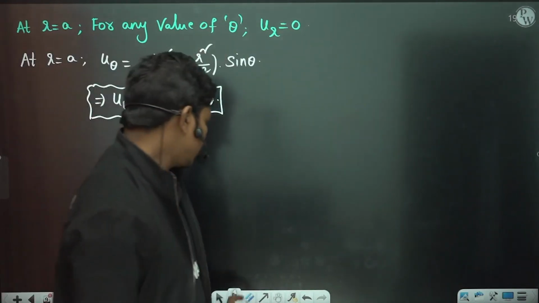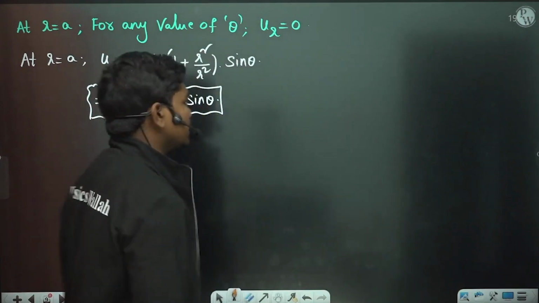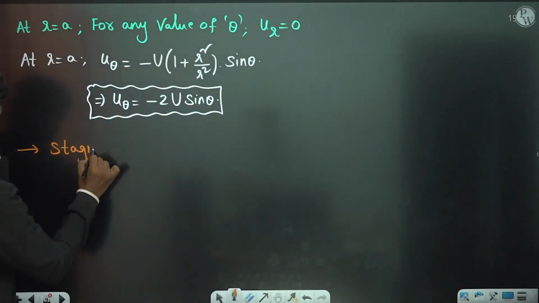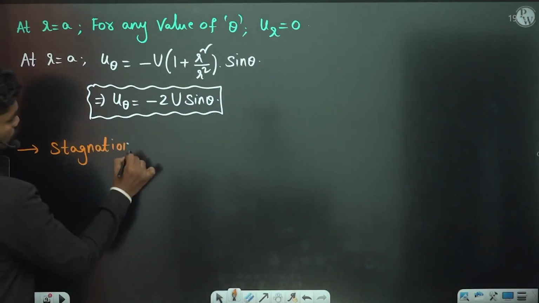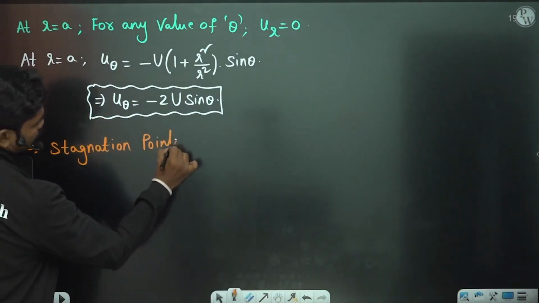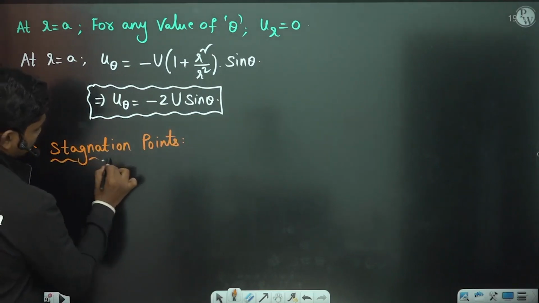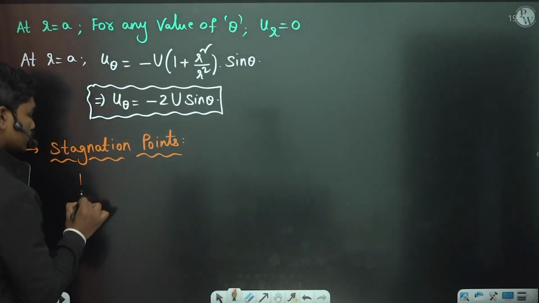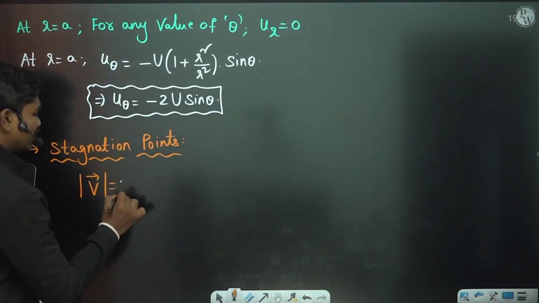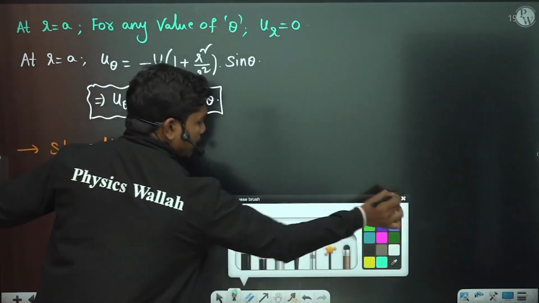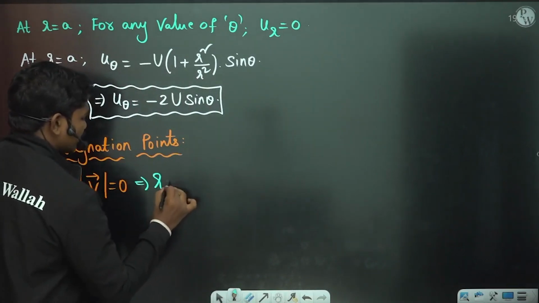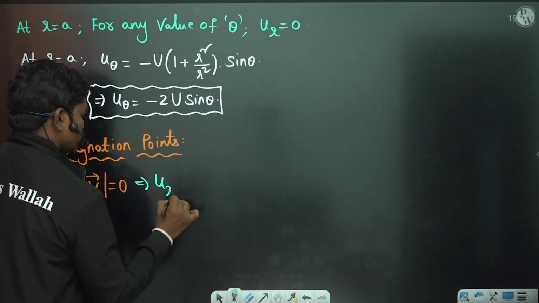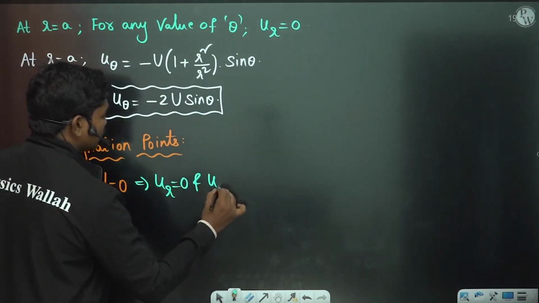First, stagnation points. If you want to identify where the stagnation points are in this case, meaning the points where the localized flow is actually 0. Stagnation points are those points at which the magnitude of velocity is equal to 0. This implies u r is equal to 0 and u theta is equal to 0.